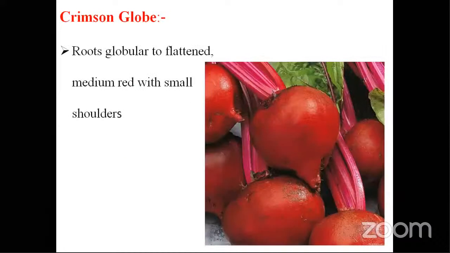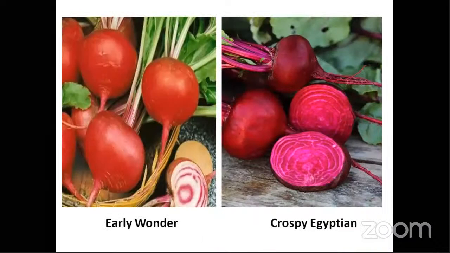Next, Crimson Globe, whose roots are globular to flattened, medium red with small shoulders. So globular, Crimson Globe, globular. This is enough. You need not remember Winter Keeper, that is not required in case of beetroot. So this is Early Wonder and Cross by Egyptian.